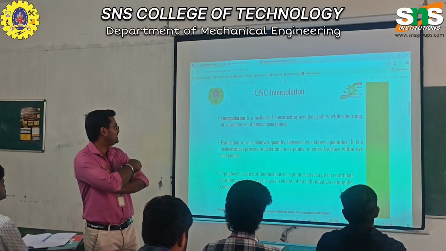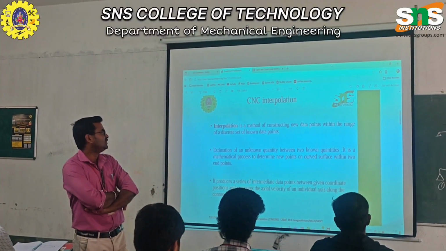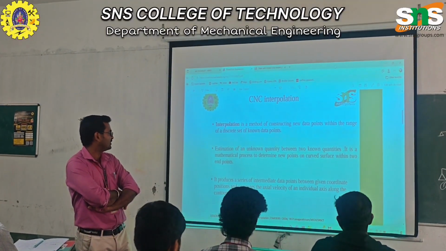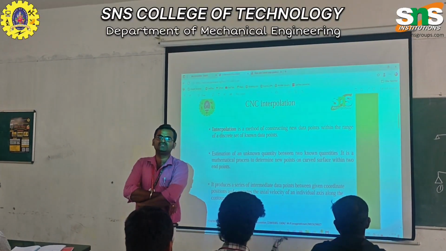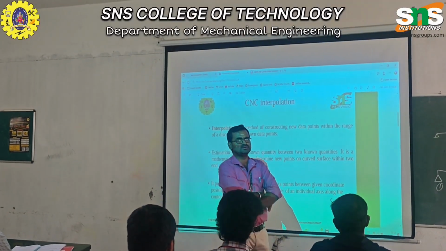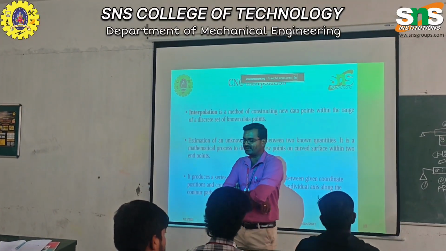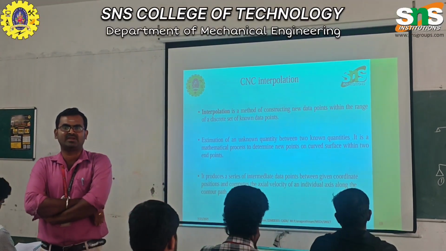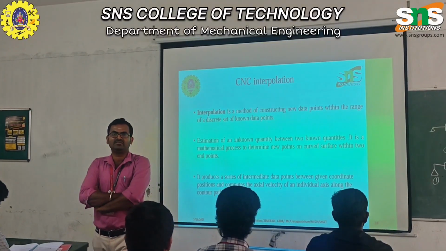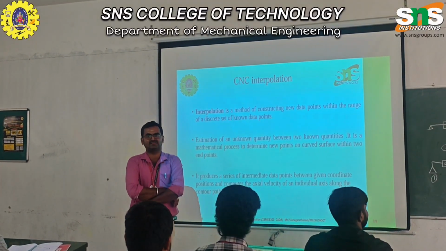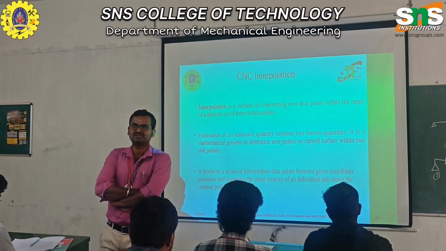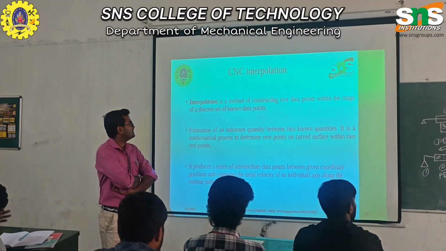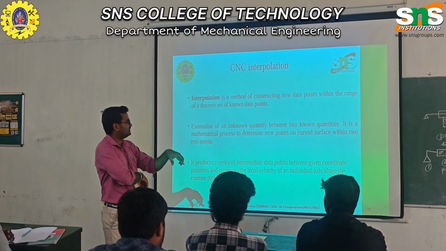In between that known range we have to develop the new set of data points. The second one is estimation of an unknown quantity between two known quantities, and it produces a series of intermediate data points between the given coordinate positions. Coordinate position means we have to fix the object, always using either the first quadrant or the third quadrant. First quadrant means we have to consider the x and y axes. In CNC generally we consider three axes: x axis, y axis and z axis. Along these, any two axes we set the coordinate points.